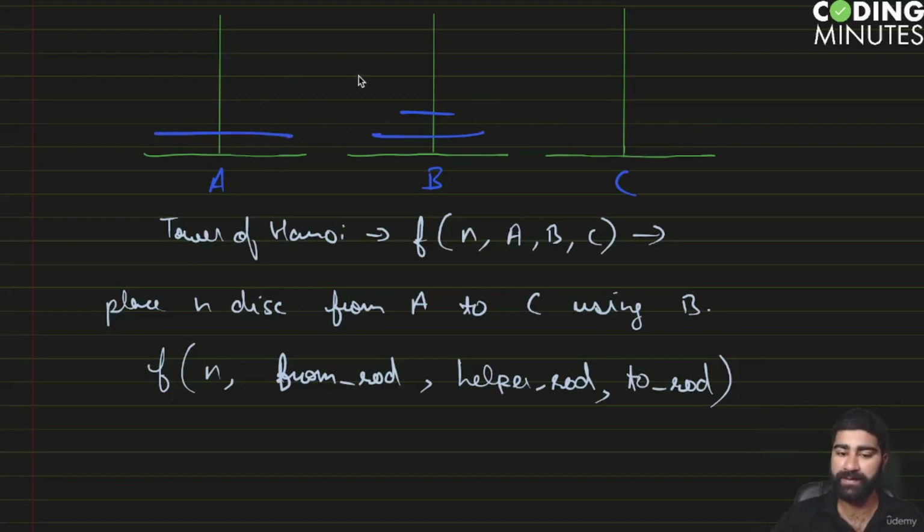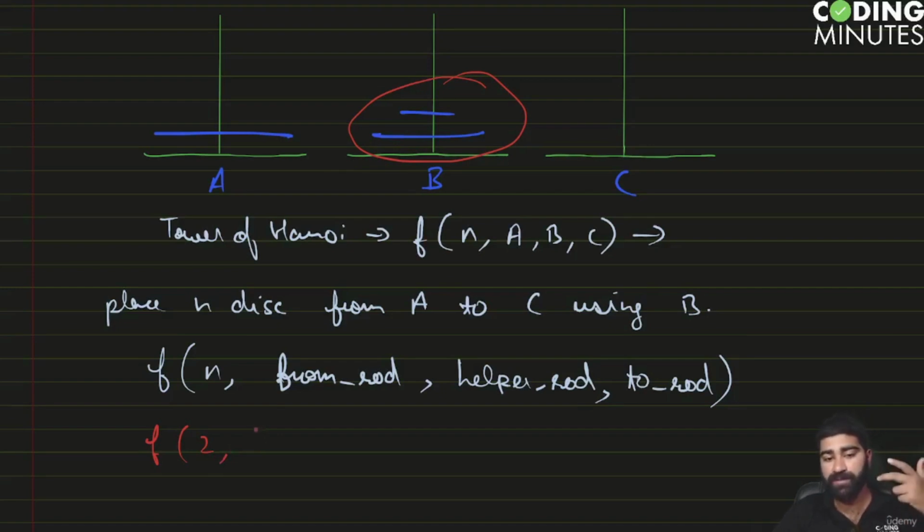In short, what I can say is that I ask recursion to place the two disks on B. Instead of all the three disks to C, I'm just asking it to place the top two disks on B. Basically, this call is F of 2 comma, why 2? Because I want it to place only two disks to B. So take these two disks from A, where initially they were, and place them on B by using C.